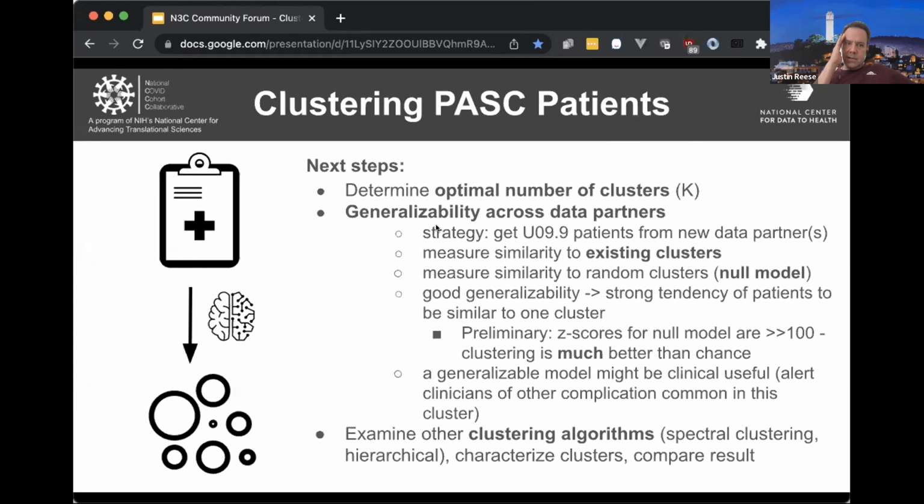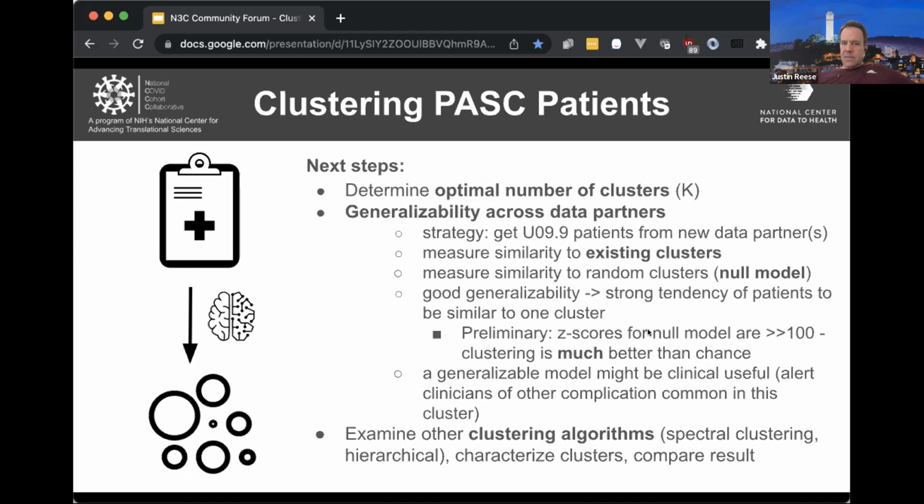This next question is especially interesting to us, the generalizability across data partners. So we've done an experiment. I won't show you data in the interest of time, but to get at this question, we measure the similarity of held out patients from 4 different clusters to existing clusters, and then you'll get some distribution of how well they belong in any one of the clusters. We measure the similarity in random clusters to generate a null model, and then good generalizability means a strong tendency of patients to be similar to one cluster more than you would expect by this null model.